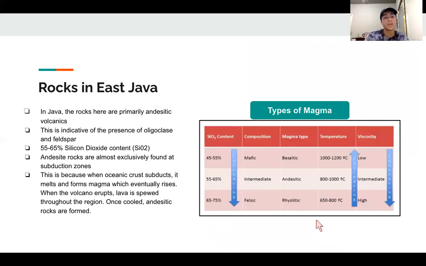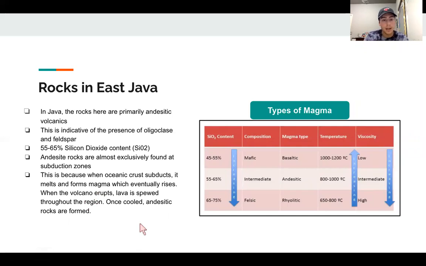So rocks in East Java, we're dealing with primarily andesitic rocks, andesitic volcanics. This is indicative of the presence of oligoclase and feldspar, and it's also indicative of the 55 to 65% silicon dioxide content. And we can see in this chart the relationship between silicon dioxide content, temperature, and viscosity. So obviously as temperature goes up, viscosity gets lower because as it gets hotter, it flows more easily.